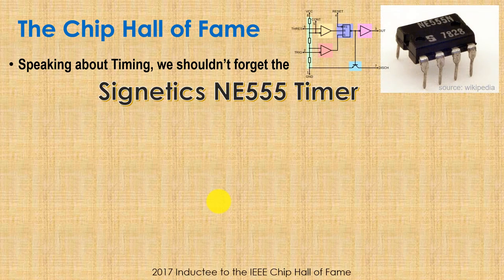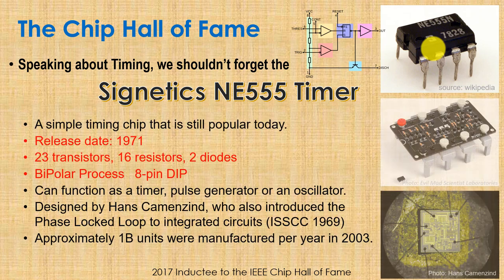So we've gotten to the point of our lecture where we'll show our Chip Hall of Fame, and we're discussing timing in this lecture. So I wanted to speak about a timer. It's the Signetics NE555 timer, a very well-known chip. Here's the schematic of it over here. It's really simple. And here's a picture of this very, very famous chip in this dual inline pin type of a package, a little bug. In Hebrew, we call it a juke because it looks like a little beetle or something like that. And this was a simple timing chip that is still popular today, amazingly.